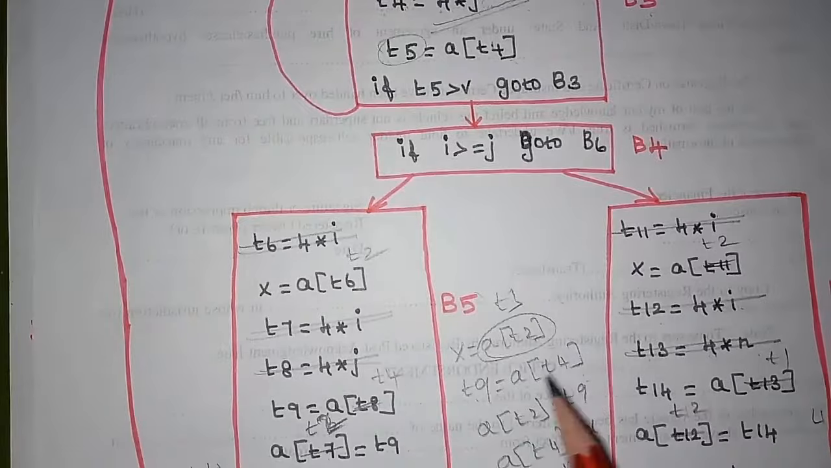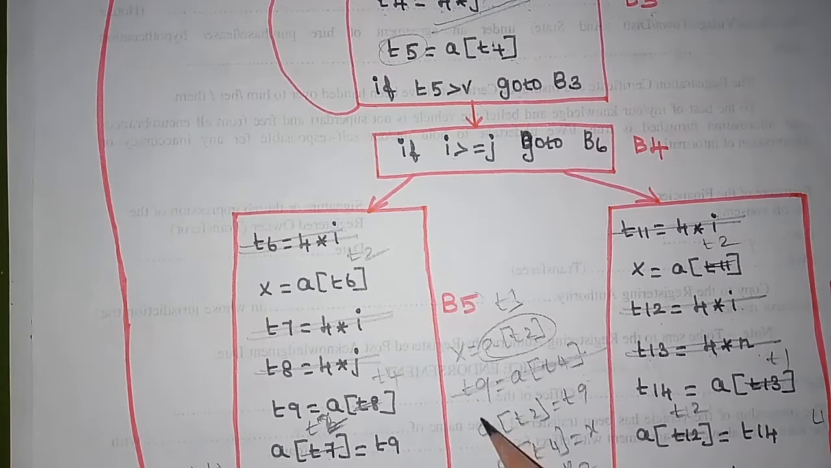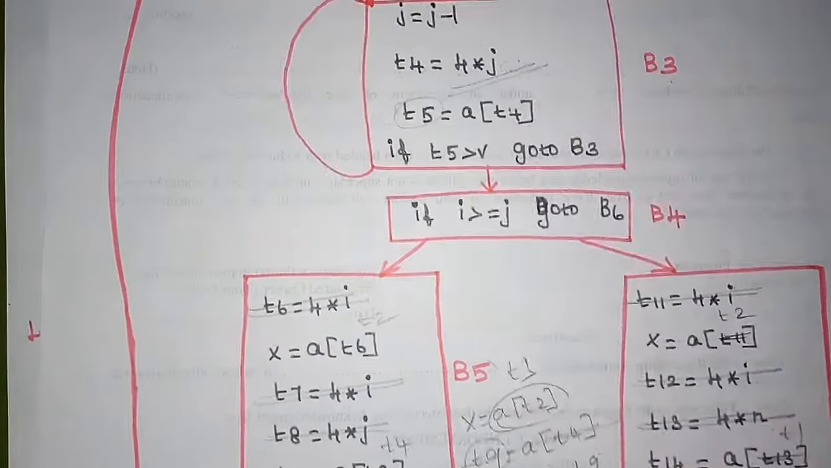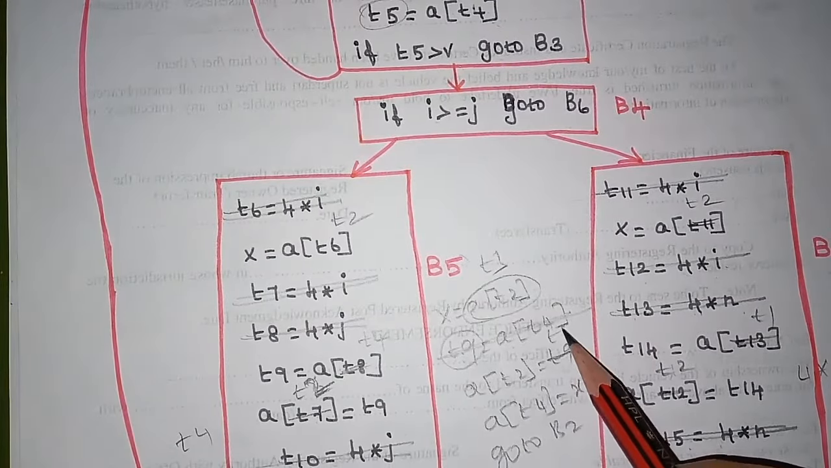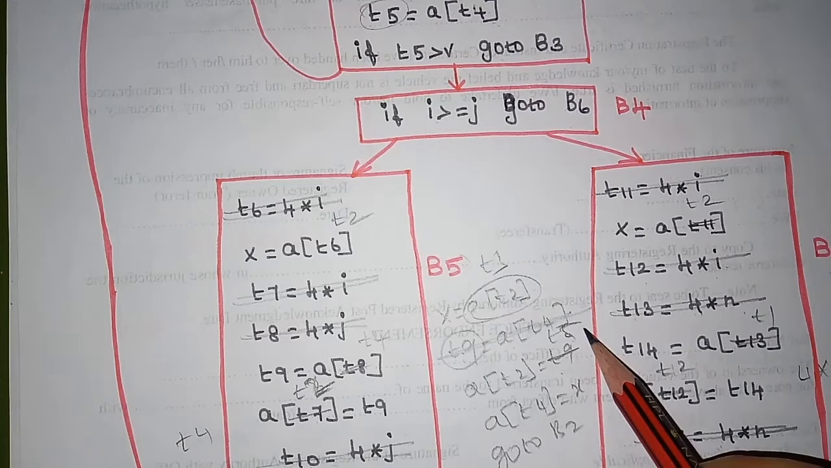So what we can do here is delete this statement, and wherever we have t9, we can replace that t9 with t5. So if you look here, we have t9, so we can just replace this t9 with t5.